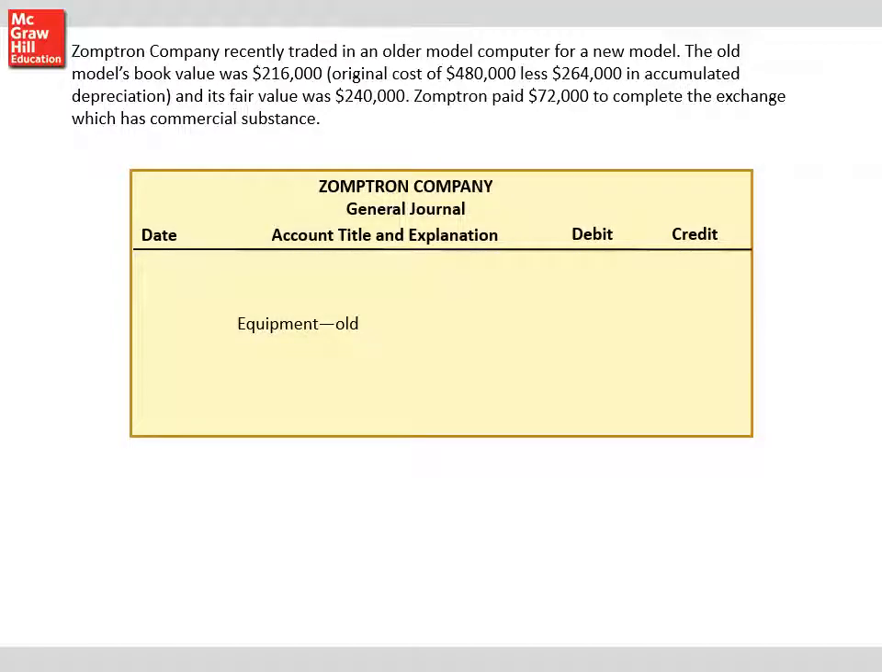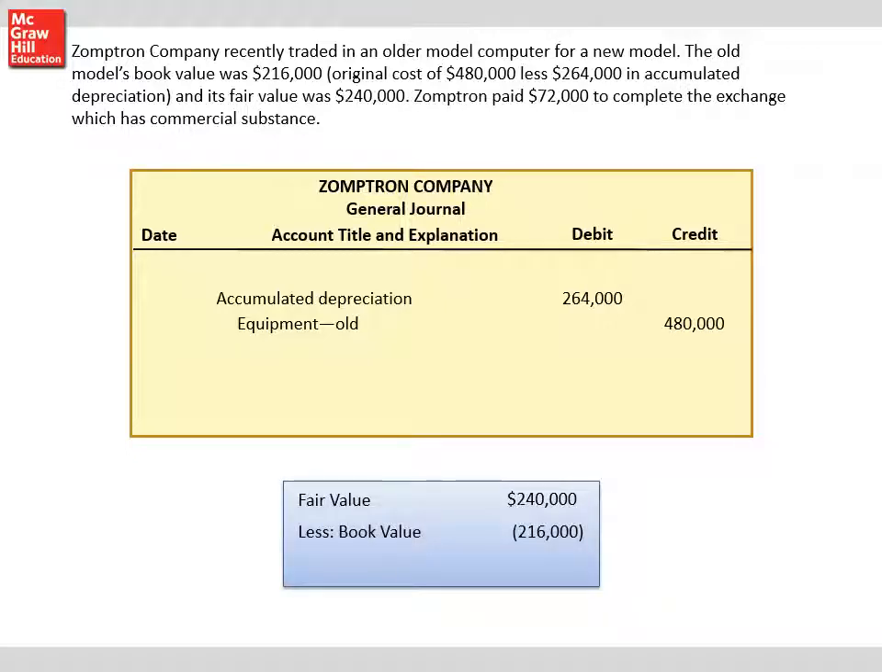The journal entry to record this trade is to credit the old model's cost of $480,000 and debit the accumulated depreciation related to the old model. So you remove that asset off the books. The fair value that you could have sold it for was $240,000. You traded it with a book value of $216,000. So there's a gain on the exchange of $24,000.